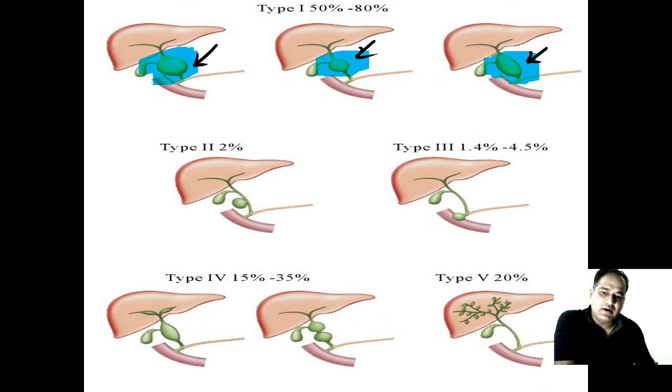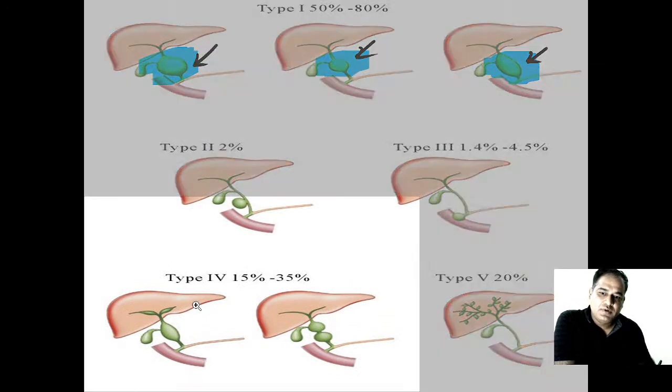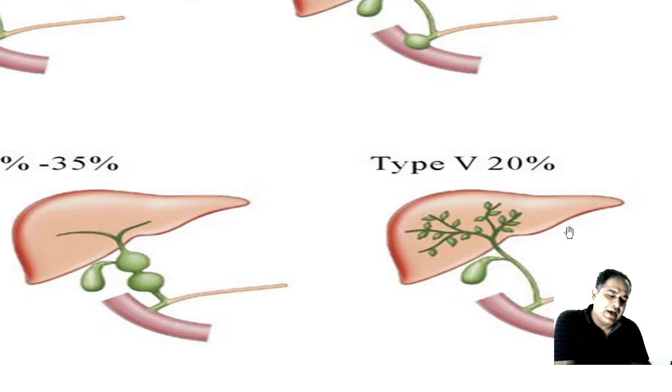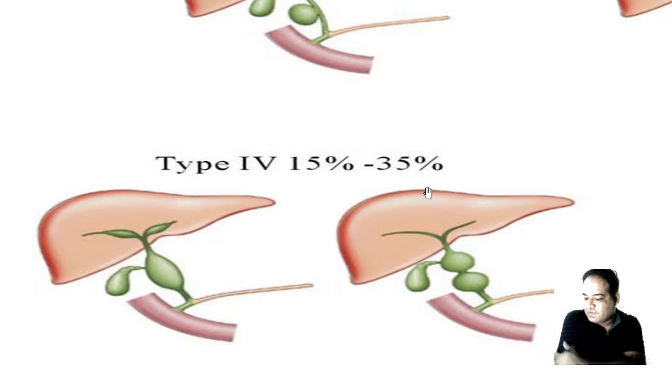You see here, type 4. In type 4, we can excise the cyst, and then you see these two cysts where the cursor of my mouse is. We may join the jejunum to these two. See the difference between type 4 and type 5. Type 4, both extra and intrahepatic involvement is seen. Type 5, the entire area of liver is involved.